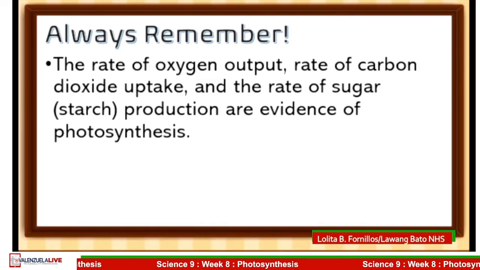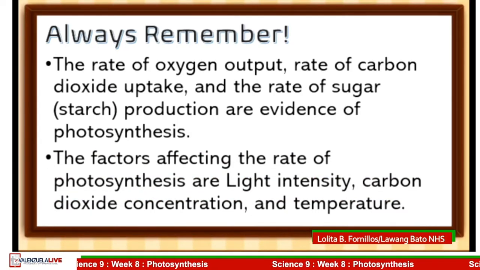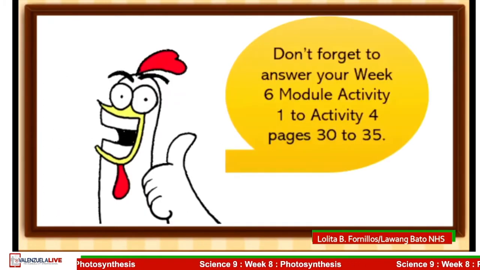The rate of oxygen output, rate of carbon dioxide uptake, and the rate of sugar or starch production are evidence of photosynthesis. The factors affecting the rate of photosynthesis are light intensity, carbon dioxide concentration, and temperature. Don't forget to answer your Week 6 module, Activity 1 to Activity 4, pages 30 to 35. You may rewatch this video for your reference.